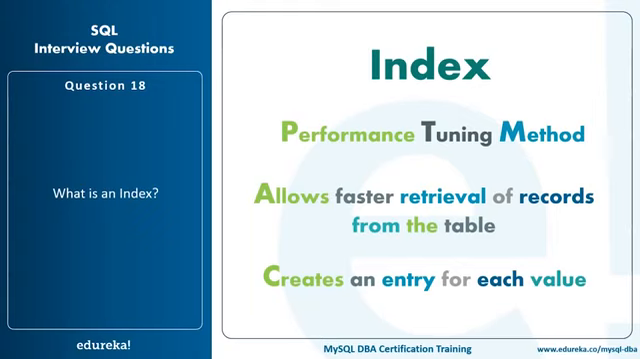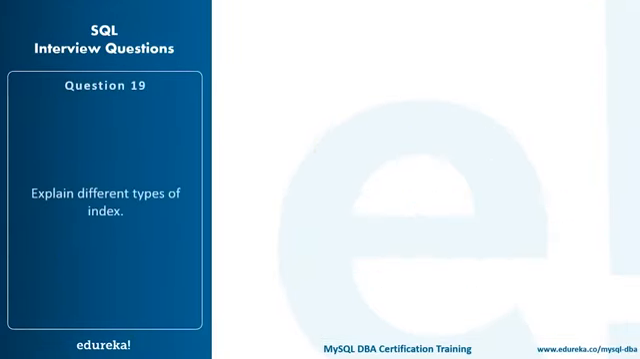And also an index creates an entry for each value. So to allow the faster retrieval of records from the table, it basically creates an entry for each and every value. Now let's move forward to the different types of indexes. I've already explained two types of indexes, that is the clustered and the non-clustered index. But let's understand both of them again, and also an additional index, that is the unique index.